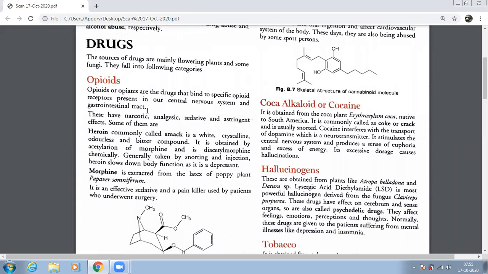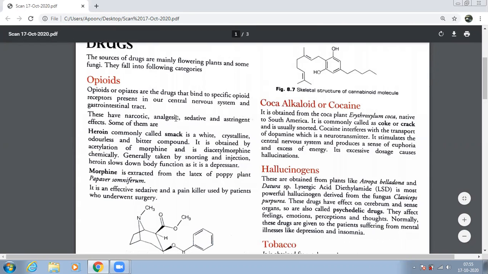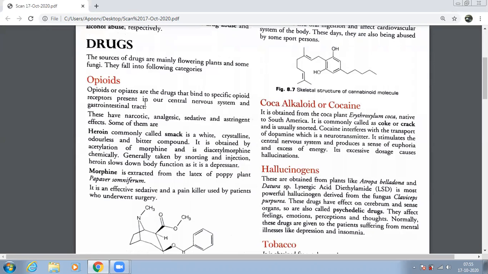Where do we have opioid receptors in the human body? Number 1 is your CNS, and second is the gastrointestinal tract. So very quickly tell me where in 2 places in the human body we find the opioid receptors. CNS and gastrointestinal tract. So they'll have what kind of effects? Narcotic, analgesic, sedative, and astringent effects. Let's do this word individually. I'll explain it to you.